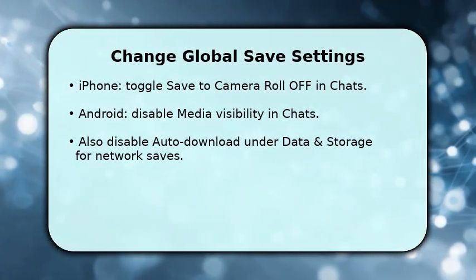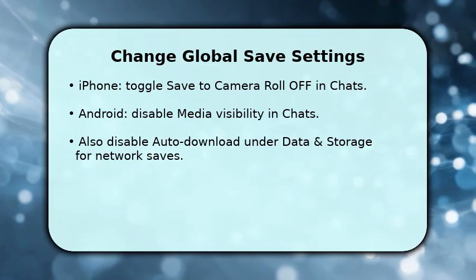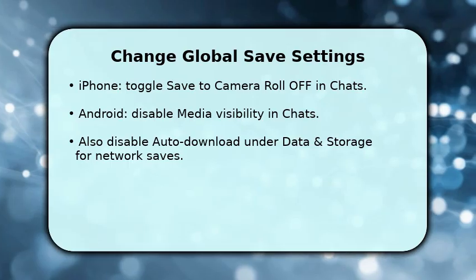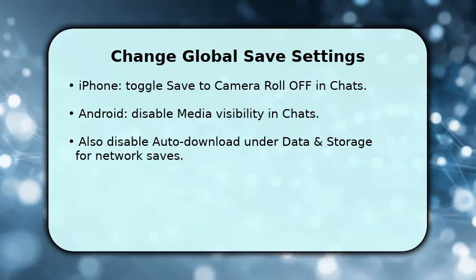Now change the global switches. On iPhone, flip Save to Camera Roll off in Chats. That stops new media from going into your photos. On Android, turn off Media Visibility in Chats to prevent WhatsApp media appearing in your gallery.